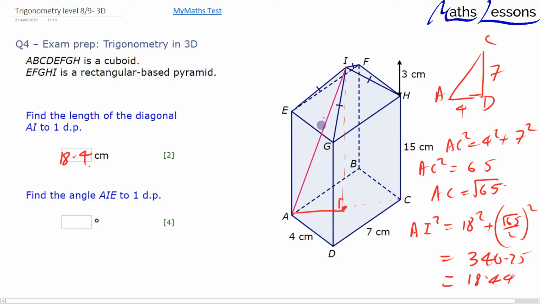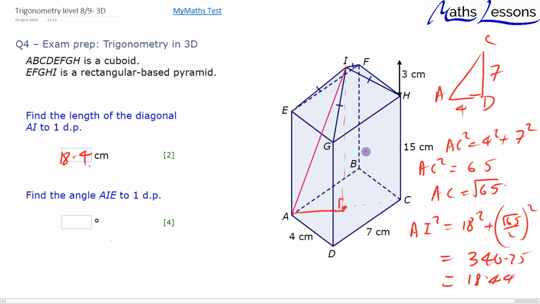So we've got this triangle here. We now know this length, and we know that length. So what we need to do is find that length there, and then we can use the cosine rule to get us this side. So first of all, we need to find EI, and we're going to find EI by using this triangle.